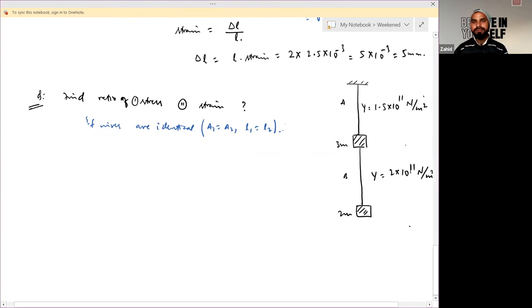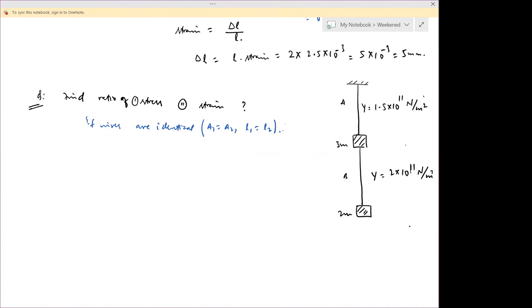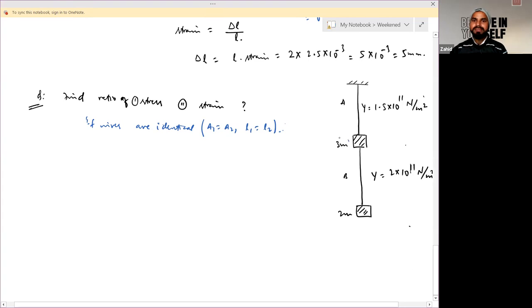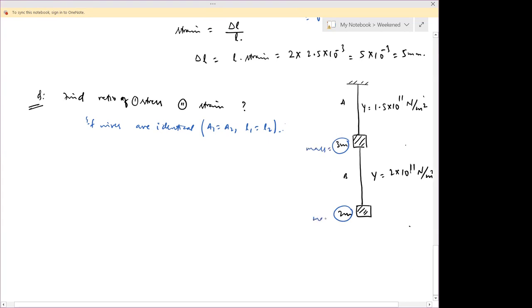Mamuna, is it clear to you? Yes, sir. Sir, one thing I have a question: this 3m and 2m, what dimension is it? 3m is the mass of that particular block and 2m is the mass of that particular block. Okay, mass is 3m and mass of the block is 2m.